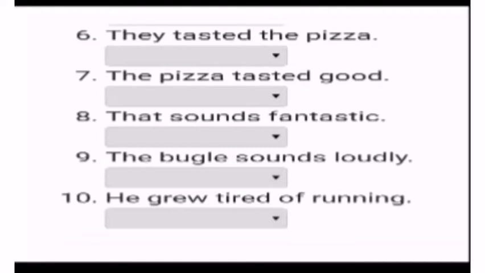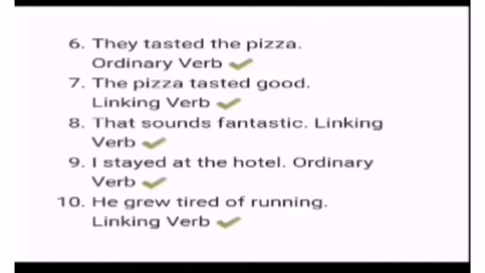I hope you have noted down. Let's have the answers. They tasted the pizza. Yes, they did that action. So it is an ordinary verb. But the pizza tasted good: the pizza's taste is good. So here it is a linking verb. That sounds fantastic. Again, it sounds fantastic. An adjective is used there. It is a linking verb. I stayed at the hotel. It is an ordinary verb. Staying is complete in itself. He grew tired of running. Again, linking verb. So this way we have seen that a verb can be used as a linking verb also, as well as an ordinary verb.